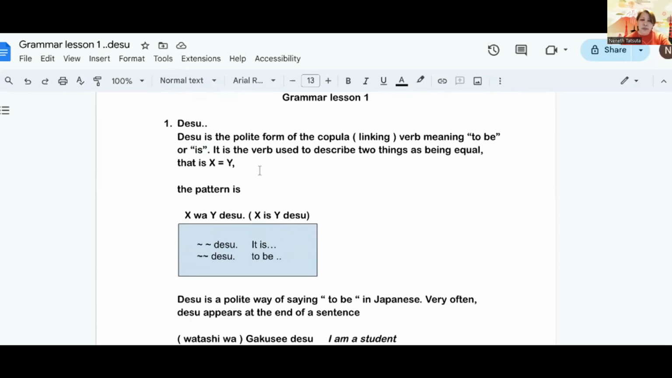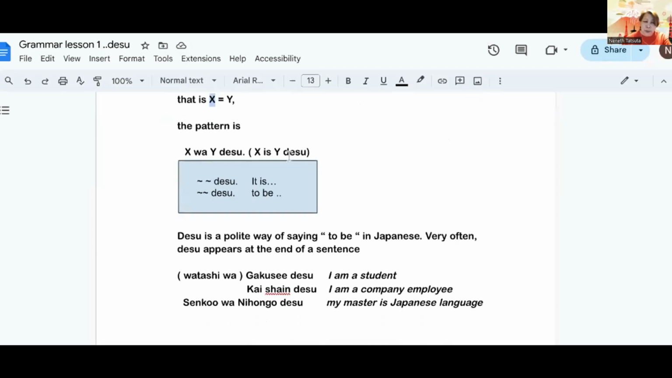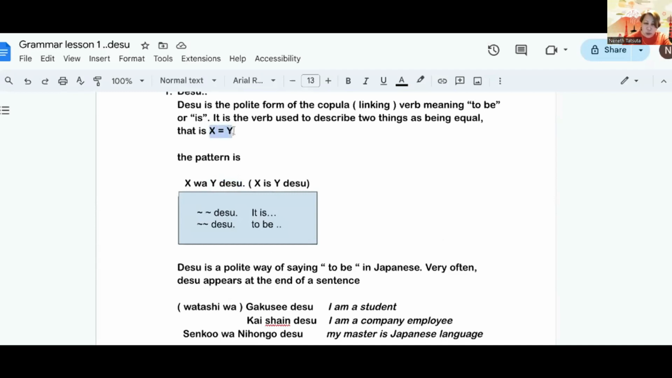adjective. So it is a verb used to describe two things as being equal. For example, X is equal to Y. It is the same: X is Y and Y is X. So your pattern will be X wa Y desu. In English, X is Y. I repeat, your pattern will be X wa Y desu, or X is equal to Y.